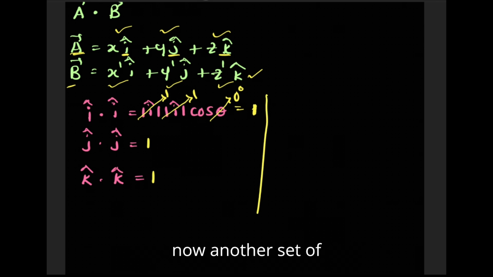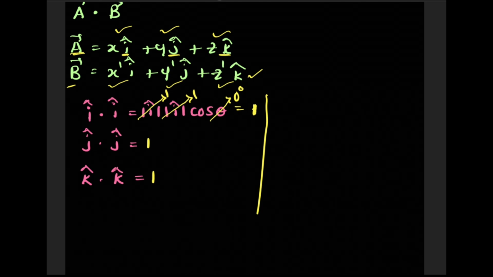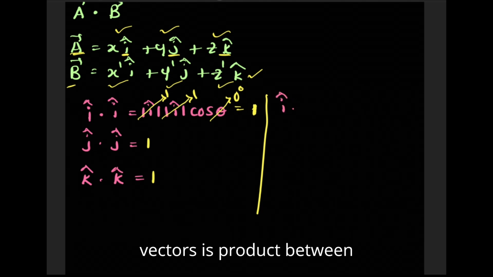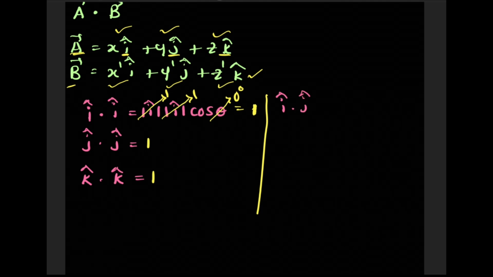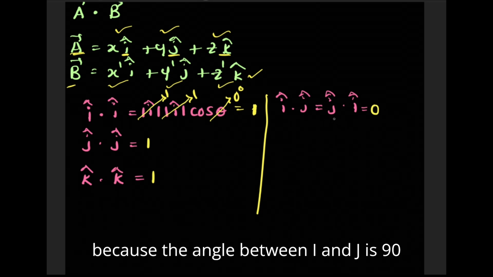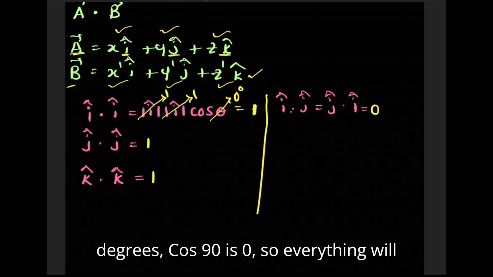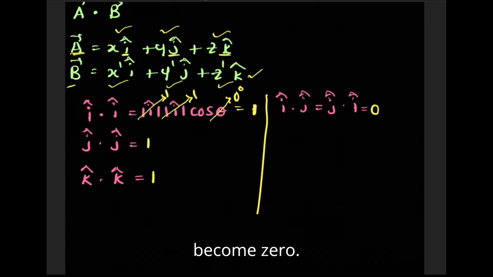And now another set of combinations we can have between the unit vectors is the product of the x unit vector with the y unit vector, and its reverse operation, which will be 0, because the angle between i and j is 90 degrees, cos 90 is 0, so everything will become 0.